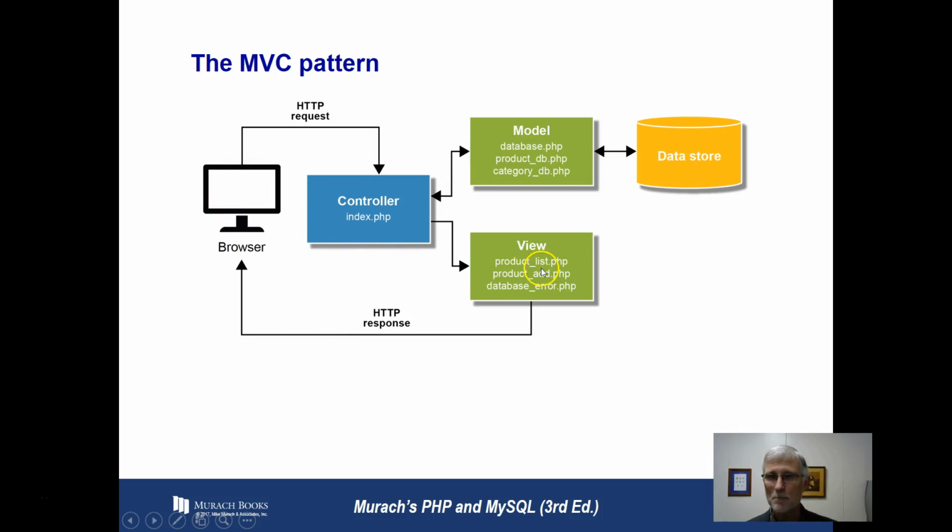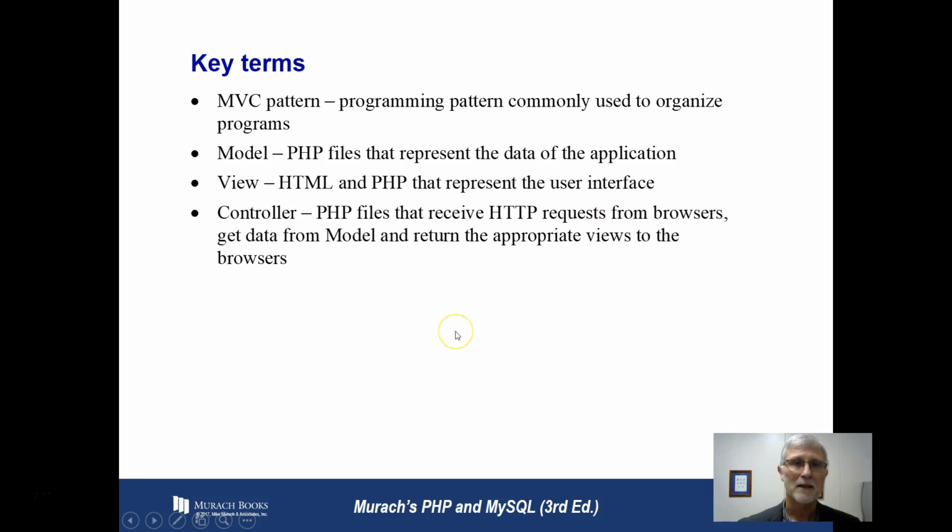So you get this basic structure, and we need to look at how we're going to restructure our projects from here. This MVC pattern is just a way of organizing your programs. It's going to make it easier to maintain. The model represents the data of the application, and the view is the HTML and PHP that represent the user interface. So you've got control, data, and the user interface. That's where we're headed.